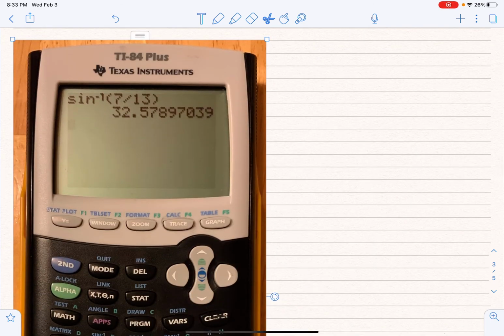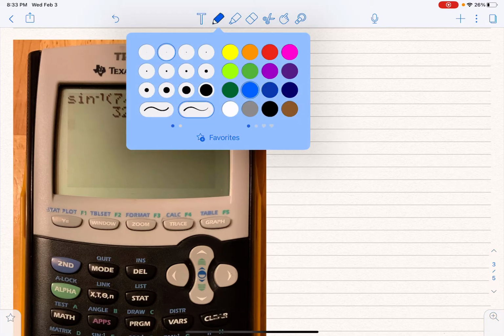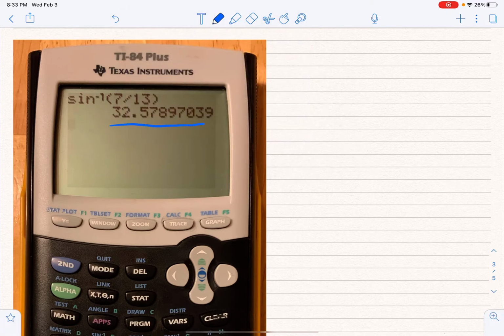Notice I've got the inverse sine of 7/13, and when I hit enter, I get this angle right here, 32.5789703, and this actually goes on forever. Typically on a lot of these problems, we're going to talk about how we're going to round things, but for today, we'll go to the nearest whole degree for the angles, and for anything dealing with the sides, we'll go to the nearest tenth. So for this one, I'm going to say that A is about 33 degrees, 32.57, round up to about 33 degrees. I'm good with that.